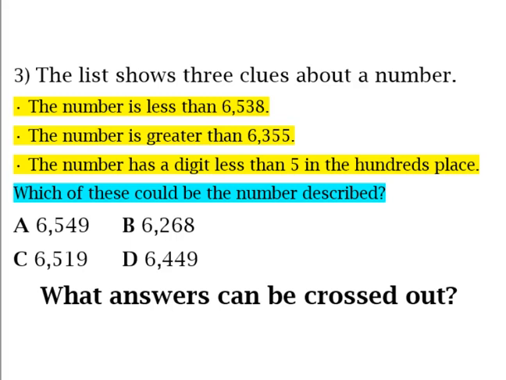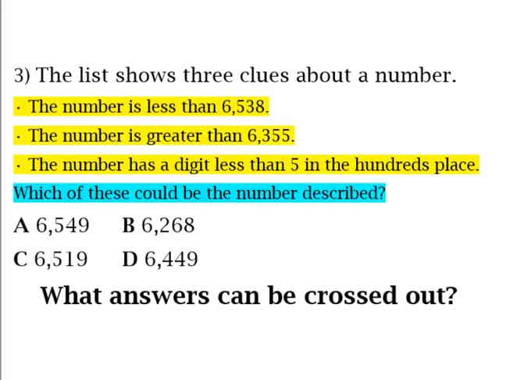Let's take a look. So let's look at clue number 1 and see if there are any answers that can be crossed out. We know from clue number 1, the number is less than 6,538. So looking at our answer choices, are there any answers that are less than 6,538? Okay, so let's look at our second clue, and we're not going to get the answer yet. We'll wait to see on the next slide if what you guessed is correct, okay?